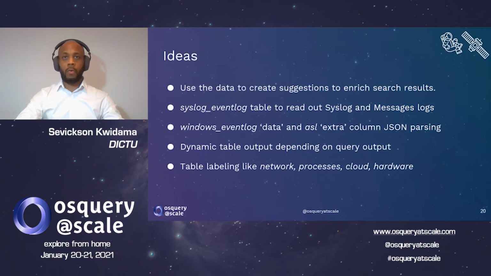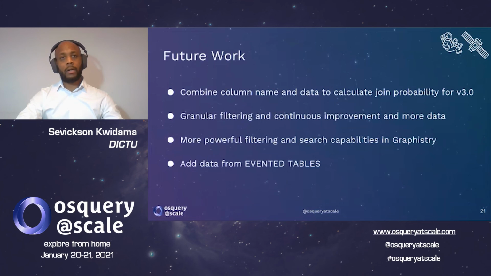Some tasks that I want to work on in the near future are creating joint probability calculations based on the column name and the data for, let's say, version 3.0. This will make it more flexible and accurate. Maybe use a machine learning or automated process for looking for relationships based on probability. Also improve the graph by adding more data and granular filtering, where the numbers get mixed up easily, like in PID and port.